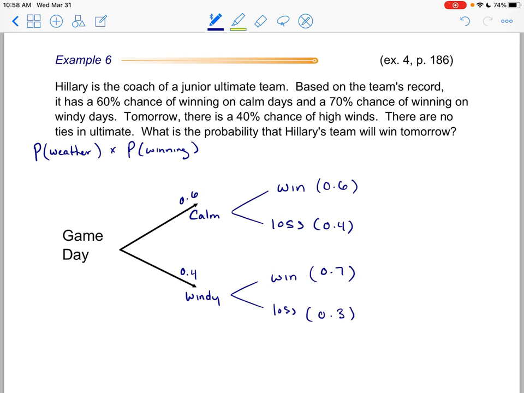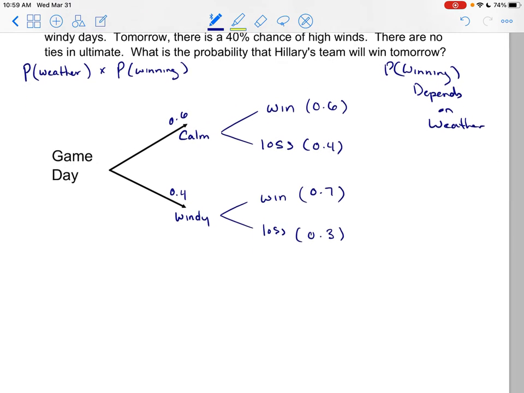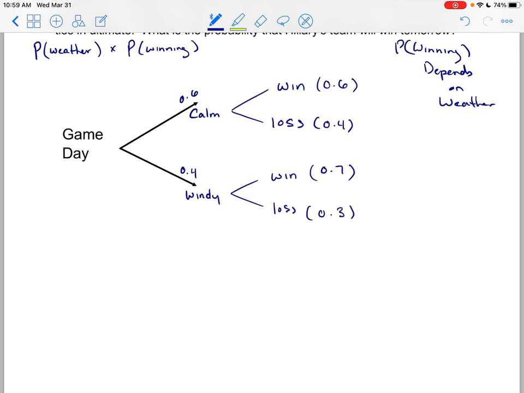So these little event trees or probability trees can be very helpful if you're dealing with a problem that has a lot of dependent events or interlocking dependent events. So winning depends on weather, we're saying here, or at least the probability does. So that makes these dependent events. So let's calculate our probability of winning.